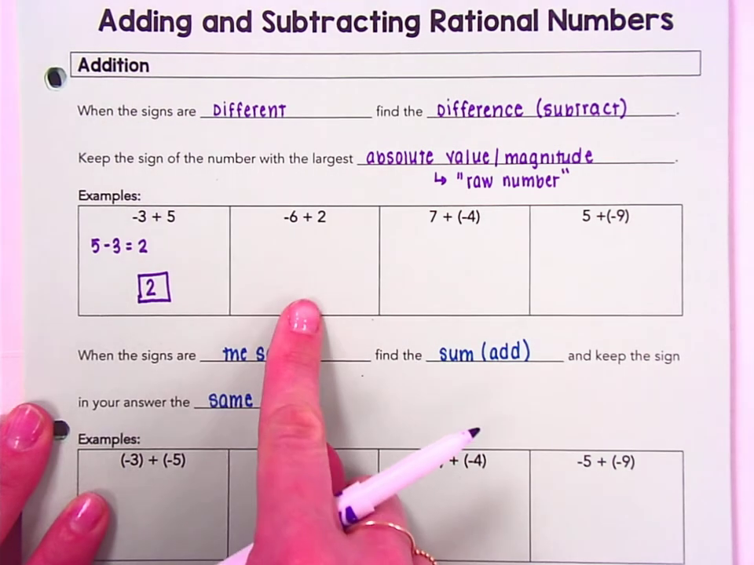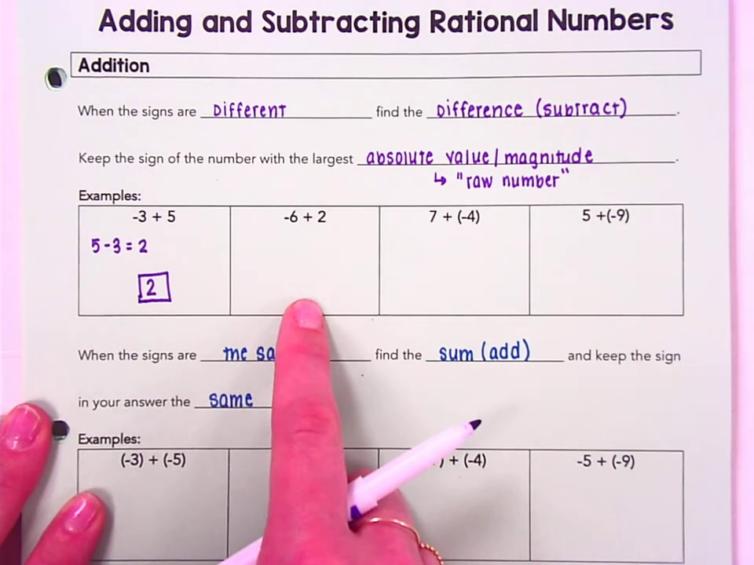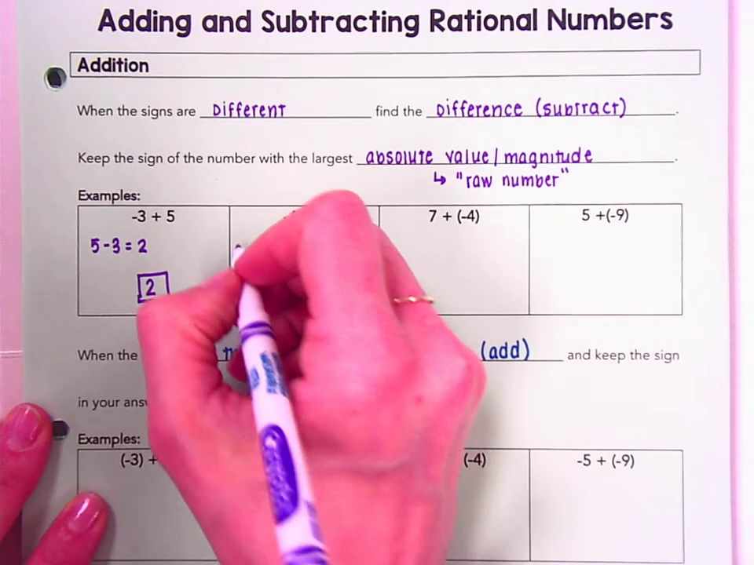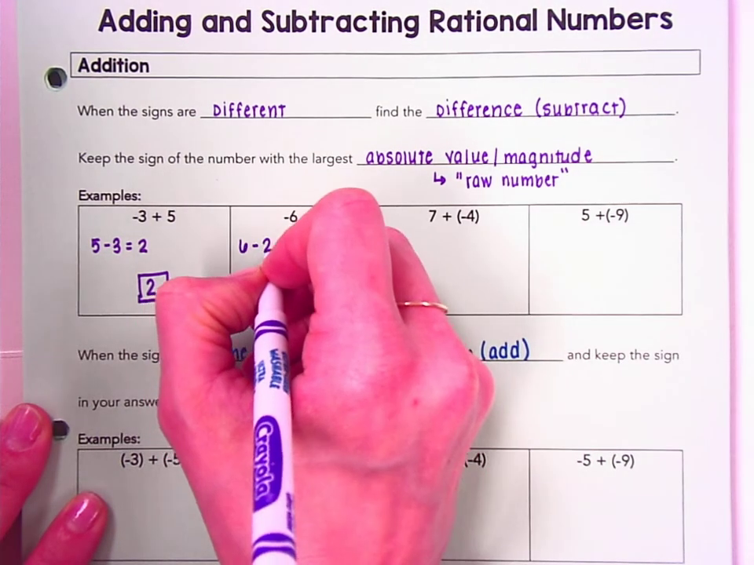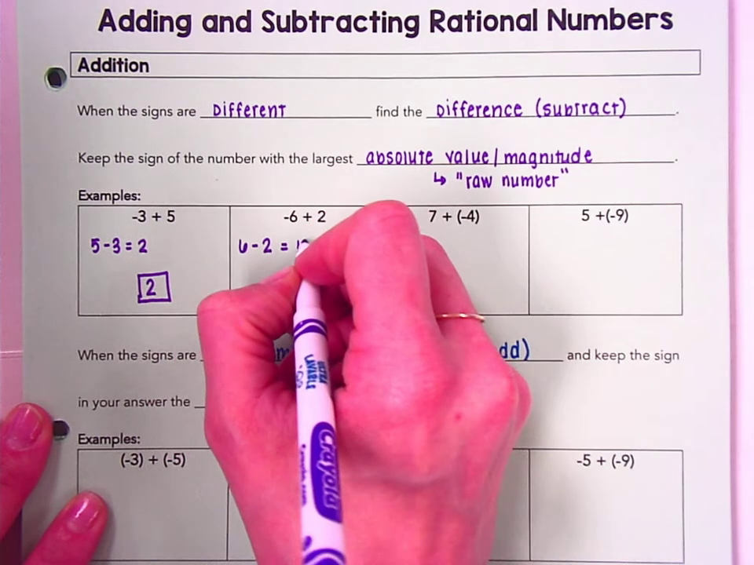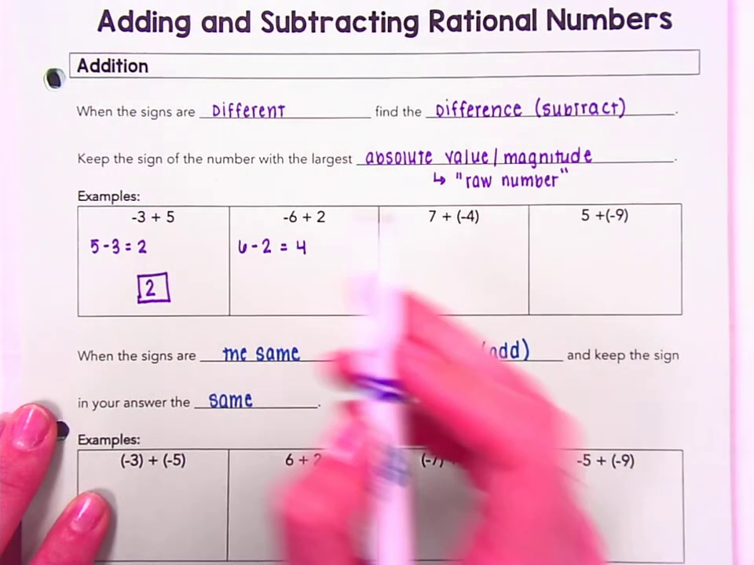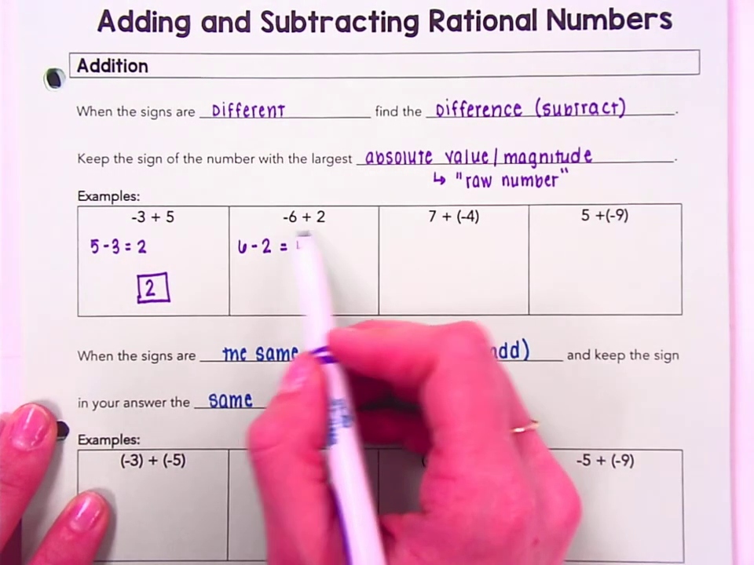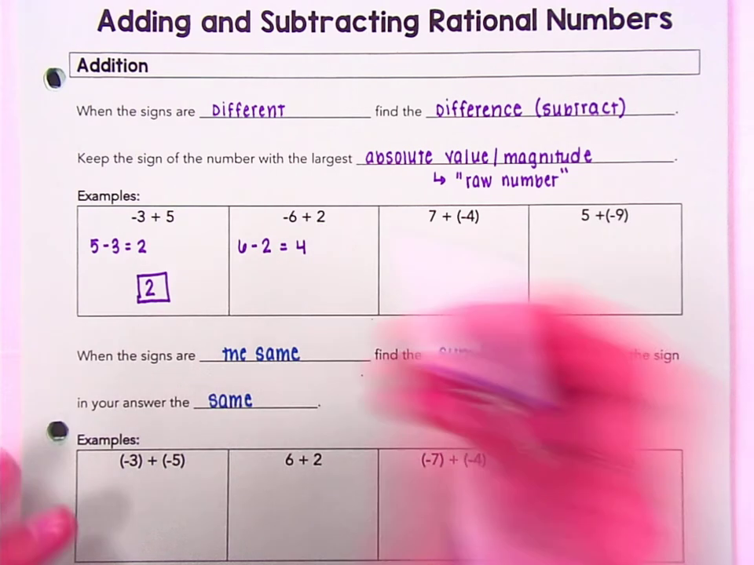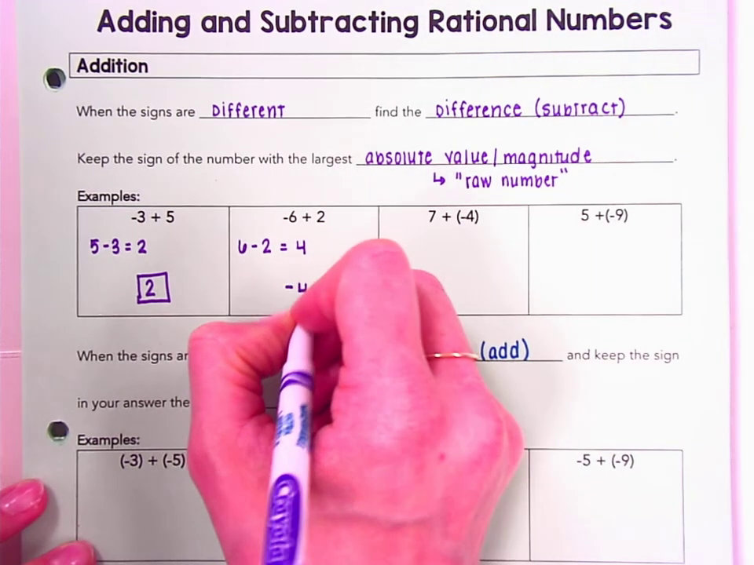Same thing we're going to do with the second example. So negative 6 plus 2, the signs are different. I'm going to subtract to find the difference. So 6 minus 2 is 4. And in this case, the absolute value of negative 6 is greater than the absolute value of 2, or 6 is a bigger number than 2, so the answer is going to be negative.